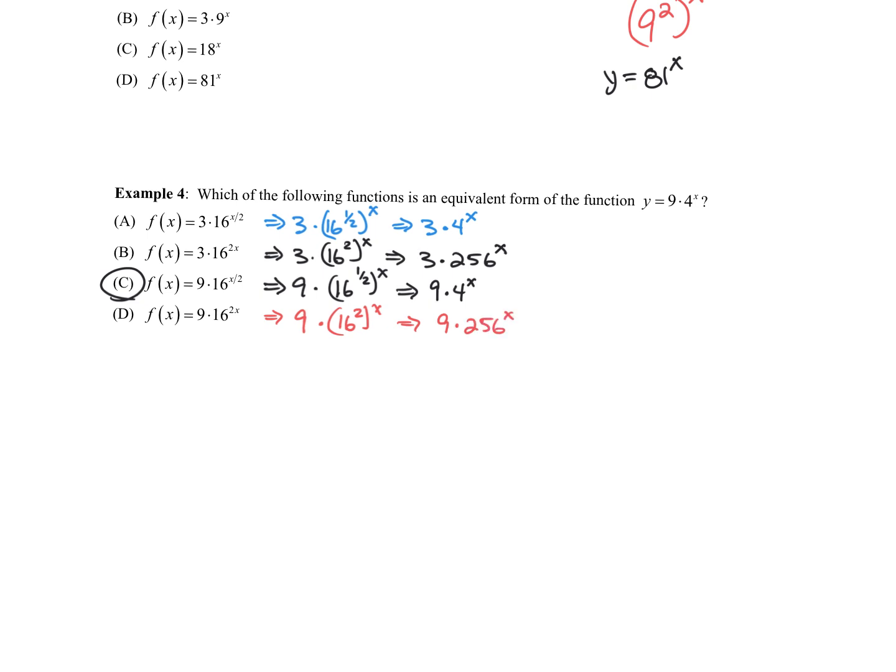All right. So if you have a power to a power, you do what? You multiply. If you have powers with the same bases that are multiplying, what do you do to the exponents? You add them. When you have a negative exponent, what should you do?